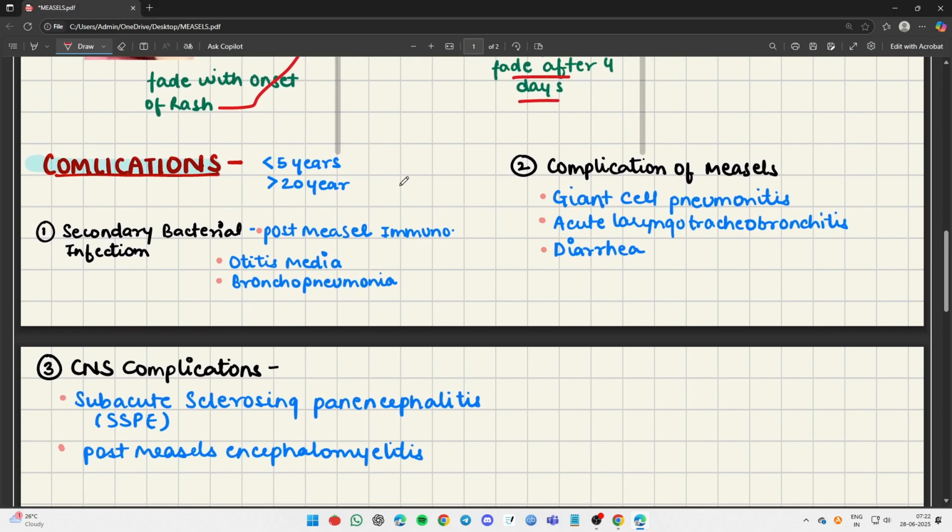Now we are going to talk about the complications of measles. The age groups affected are less than 5 years and more than 20 years. The complications include secondary bacterial infection, which is generally due to post-measles immunosuppression, and it causes otitis media and bronchopneumonia.